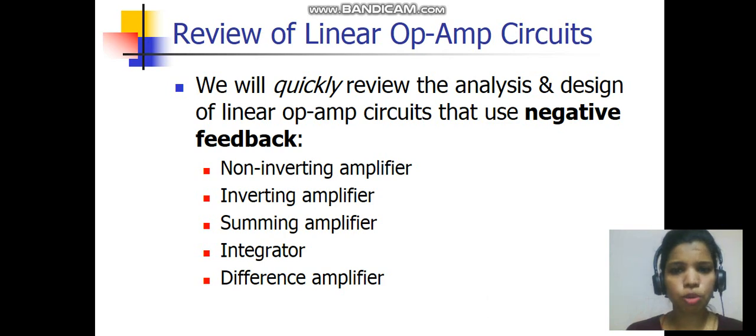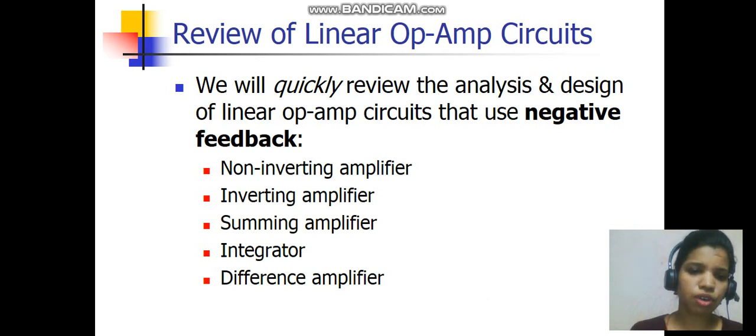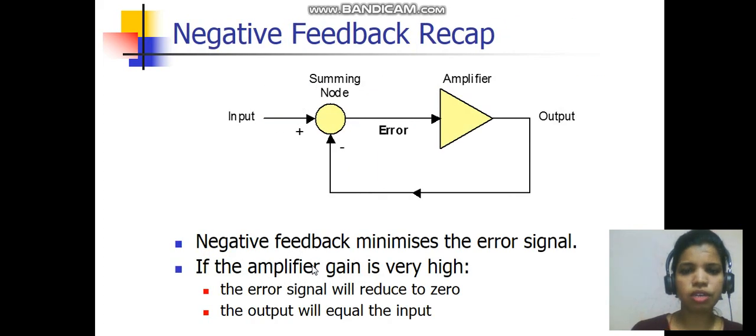So, review of linear op-amp circuits. We will review the analysis and design of linear op-amp circuits that use negative feedback. You know, there are two types of feedback, negative and positive. In an amplifier, we use negative feedback, and in an oscillator, we use positive feedback. In negative feedback amplifiers, there are subtypes: non-inverting amplifier, inverting amplifier, summing amplifier, integrator, and difference amplifier. So we will study one by one.